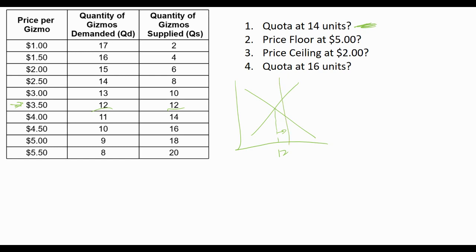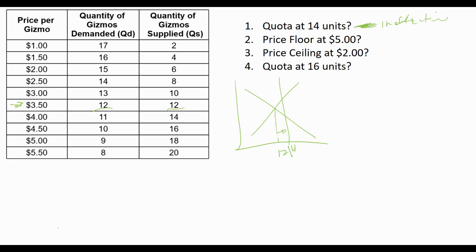So this quota could be in place, but it would be ineffective. It wouldn't be doing anything, because they're only making 12 and the quota is set at 14, so it would be ineffective. They would be at equilibrium at 350 and 12 products. 12 is the quantity demanded, 12 is the quantity supplied here at equilibrium. They would be fine.